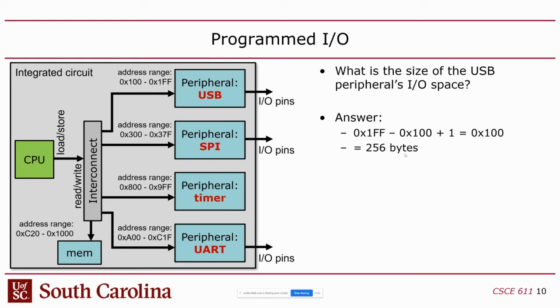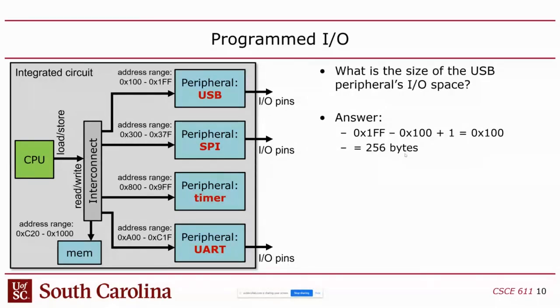This is an example system that I've got on the slide here, and I'm showing the I/O address ranges for each of these peripherals. So I've got USB and SPI. I'm sure you know what USB is. SPI is a protocol we'll talk about a little bit later. Timer is like a real-time clock, something that keeps track of time asynchronously with the CPU. And then a UART, you might have heard of that. UART is another protocol. It's typically used for a console, like text input and output.